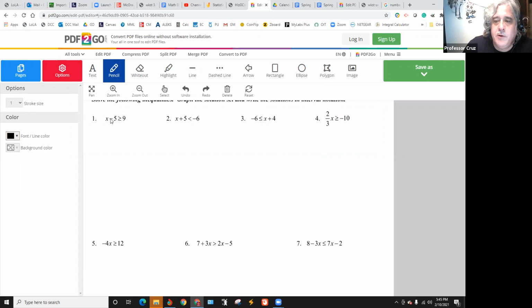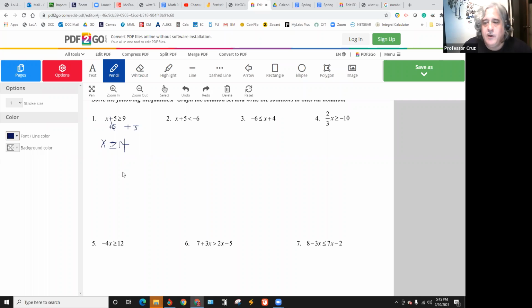So this one is pretty simple. The only thing that's isolating, keeping the x from being by itself is that 5. So I'm going to plus 5 to both sides. So these are gone, and you have x is greater than or equal to 14. Okay.